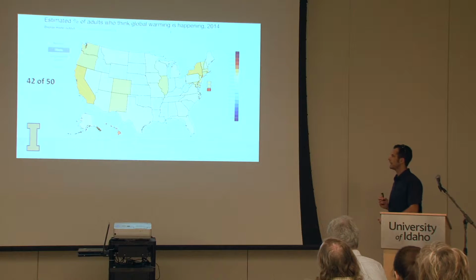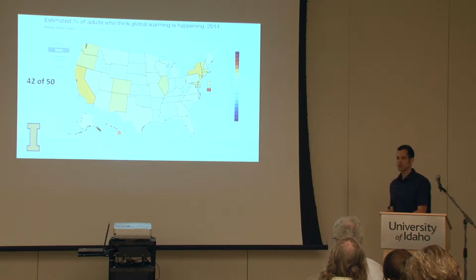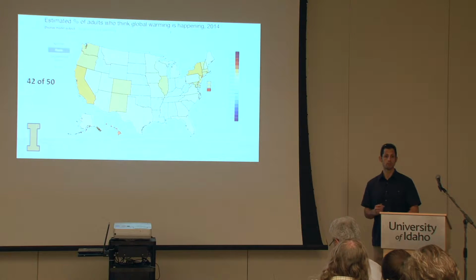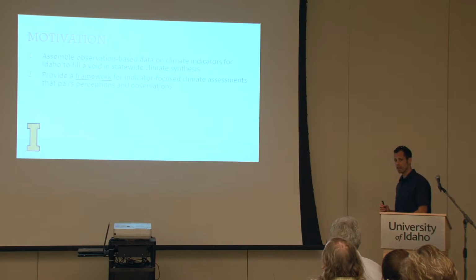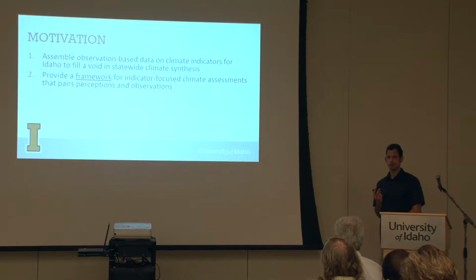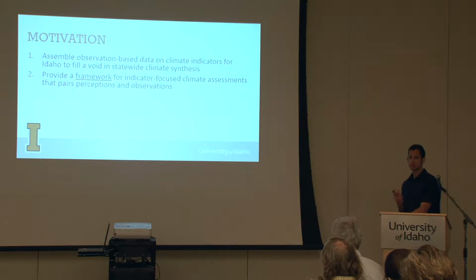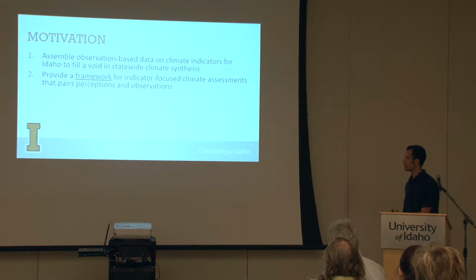So we have a void in Idaho of climate synthesis, and there's also a perception that climate change is maybe not that important or maybe not even happening in the state. This leads us to the motivation of the work conducted by these students. Basically there were two key points. One was to try to assemble observations of climate indicators for the state to fill this void, to at least show what has happened over the past century, using as much data as possible.